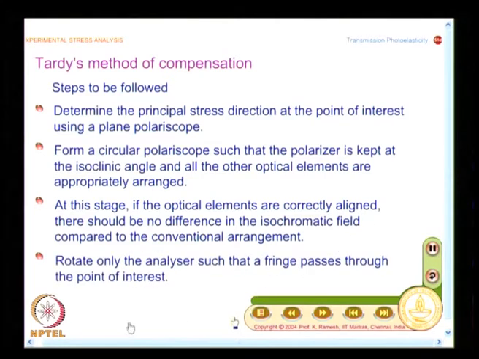Then finally, you rotate only the analyzer such that a fringe passes through the point of interest. So, from this axis I should find out what is the angle by which the analyzer is rotated. I should know what is the reference axis before I start rotating the analyzer. That becomes the reference axis, then I start rotating it until a fringe passes through.